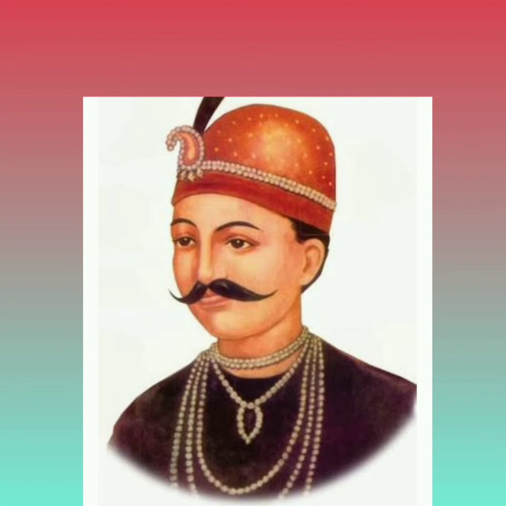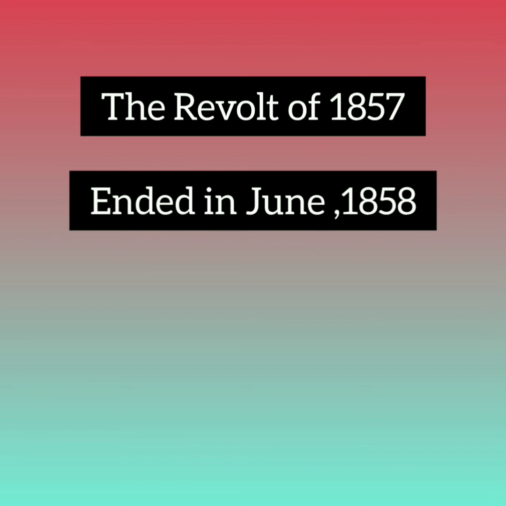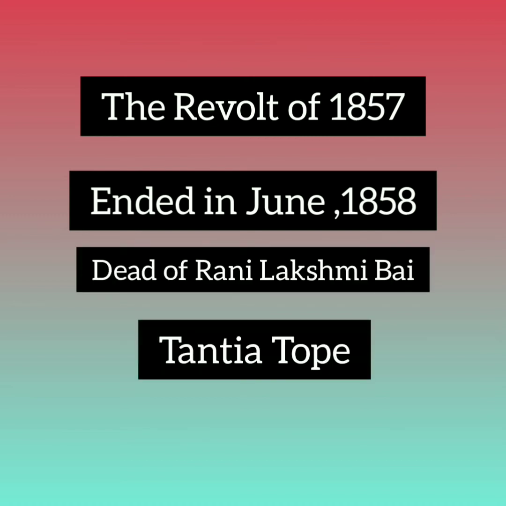Thus, it ended the episode of the Great Revolt. So, the revolt of 1857 ended. The battle ended in June 1858 with the death of Rani Lakshmi Bai and Tantia Tope escaping. Finally, he was captured and put to death by the British.